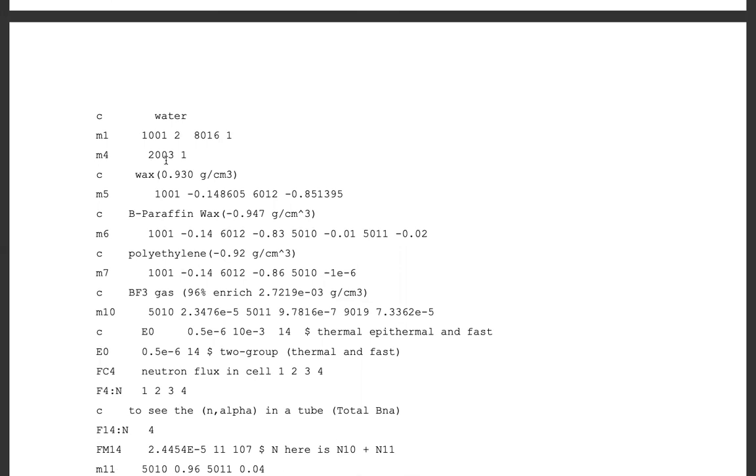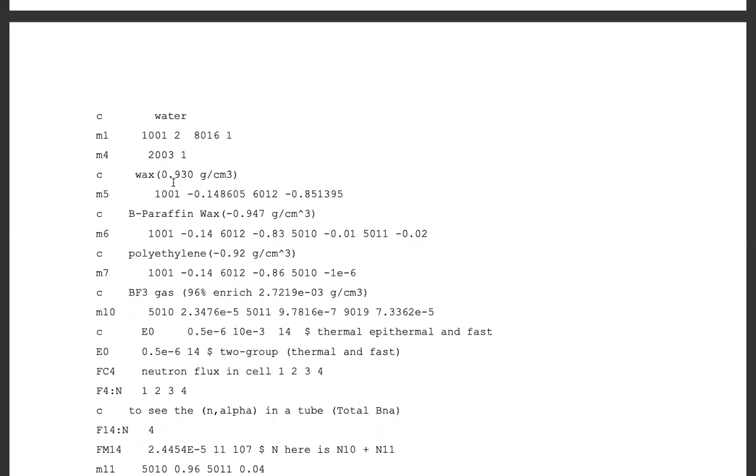I don't think I'm using it here, but some detectors are helium detectors. So maybe I wanted at that time to do a study where, instead of BF3, I looked at a helium detector. Okay, now let's define wax, B-paraffin, borated paraffin wax, polyethylene. So let's look at 3 possible moderators.